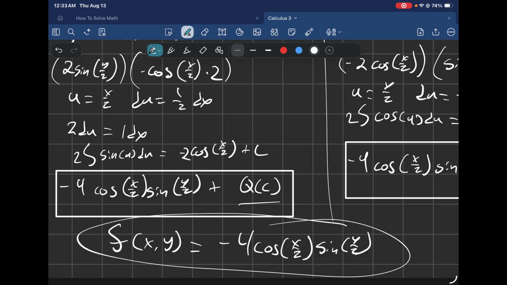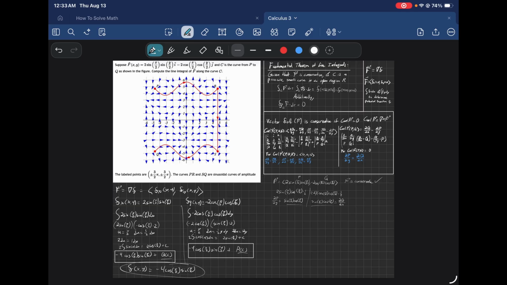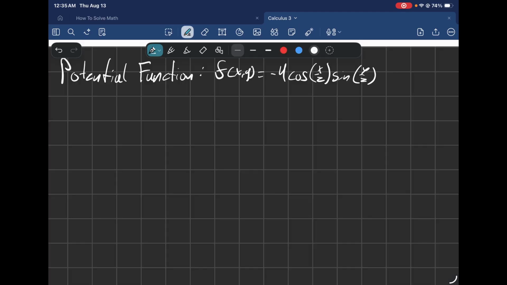So this is what we will use to plug in our ending points and starting points so that we can compute the integral using the fundamental theorem of line integrals. So now that we solved that, let me just get this all out of the way. Okay, now let's actually solve for the integral.